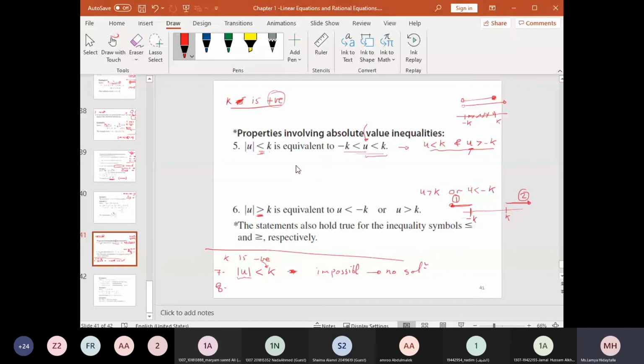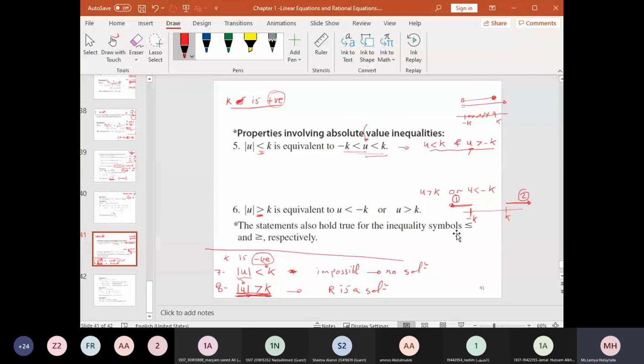The last case: what if u is greater than k, where k is negative? This is always true. Any value here must be greater than any negative value, right? Because I have the modulus. So what is the solution? The solution is the whole real line R. Every real number is a solution. So this is always true. Okay, clear?